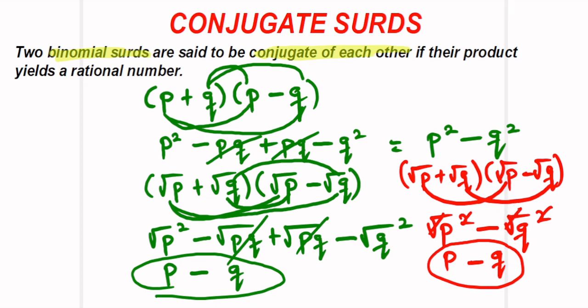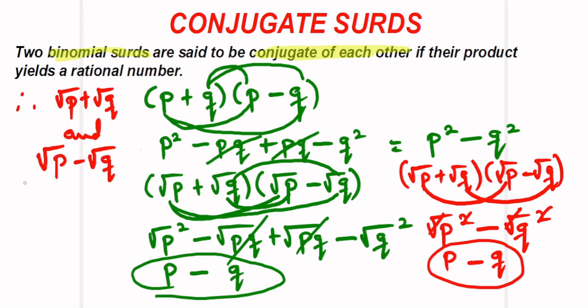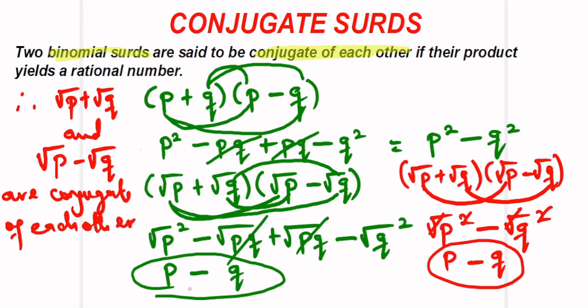So now we can agree that two binomial surds are said to be conjugates of each other if their product is a rational number. So therefore, we can agree that root p plus root q and root p minus root q are conjugates of each other. Yes, they are conjugates of each other because their product gave us what? A rational number. Their product gave us a rational number.